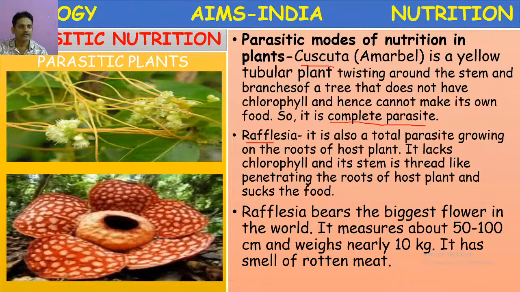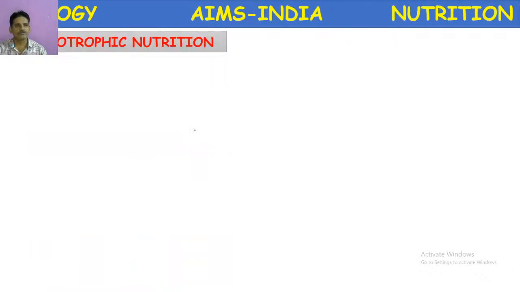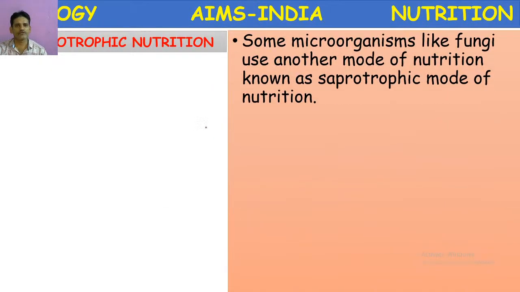Okay, here the Cuscuta is also mentioned. It is yellow in color. It grows on the host. Let us proceed to the next type of heterotrophic nutrition.